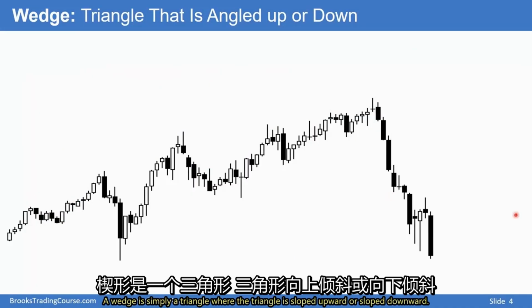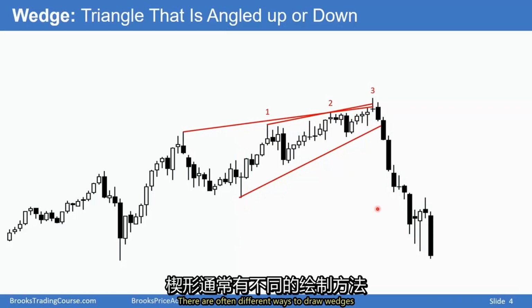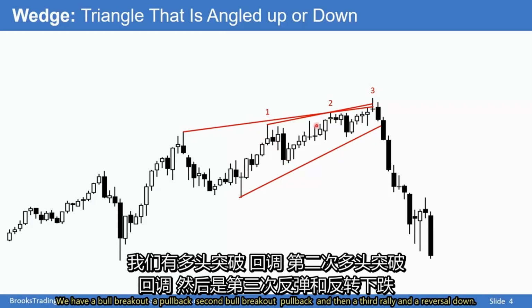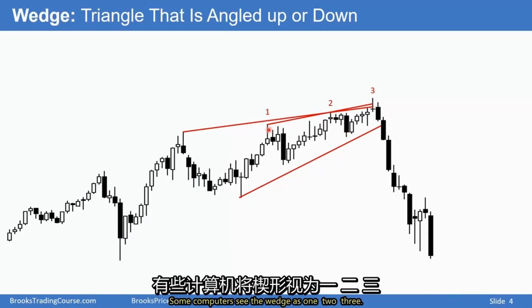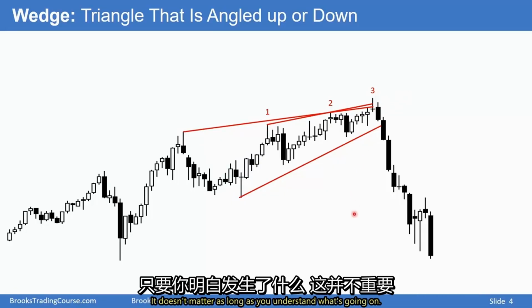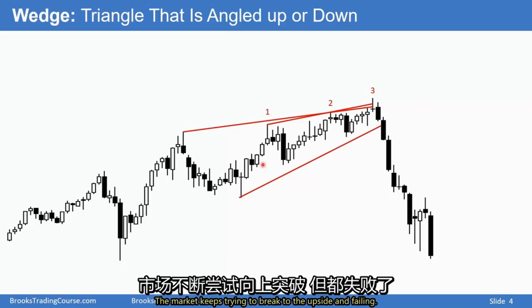A wedge is simply a triangle where the triangle is sloped upward or sloped downward. There are often different ways to draw wedges, and wedges are often nested, smaller ones inside of larger ones. We have a bull breakout, a pullback, second bull breakout, pullback, and then a third rally and a reversal down. Some traders see the wedge as 1, 2, 3. Other traders see it as a larger wedge, 1, and then 2, and maybe 3. It doesn't matter as long as you understand what's going on. The market keeps trying to break to the upside and failing.